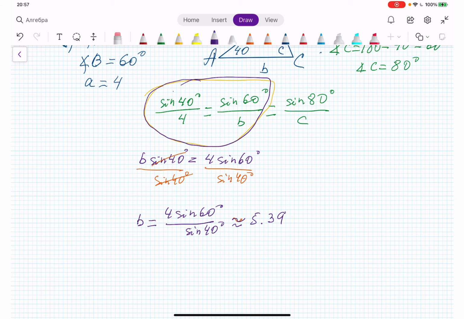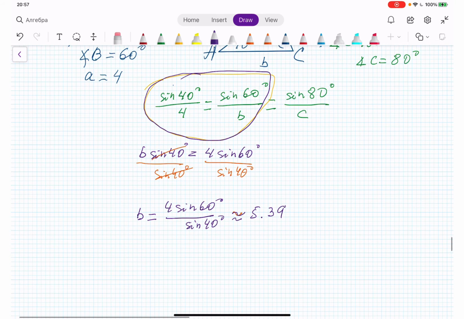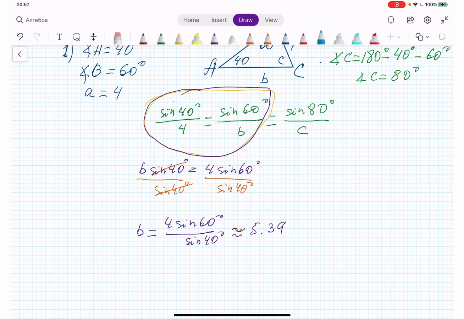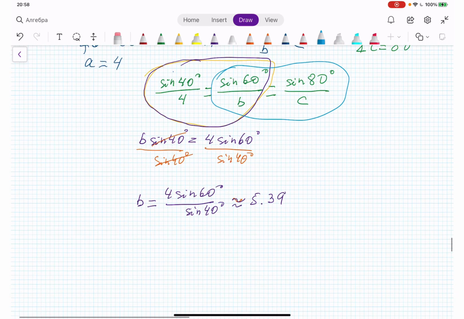The length of the B. Now let's find the length of C. So what color am I going to use? I'm going to use this color, and this time this combination, this equation, right? Since I have B, let me write it down.